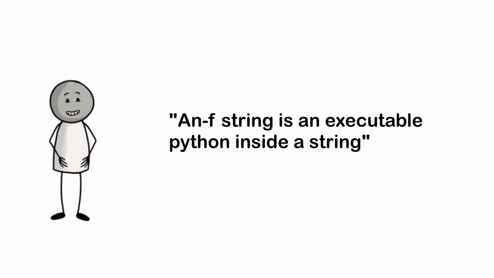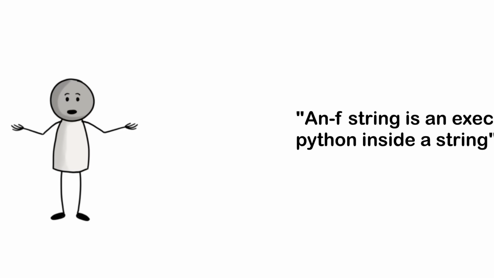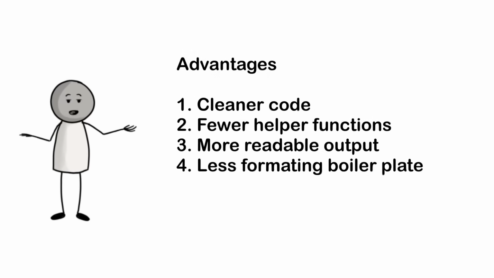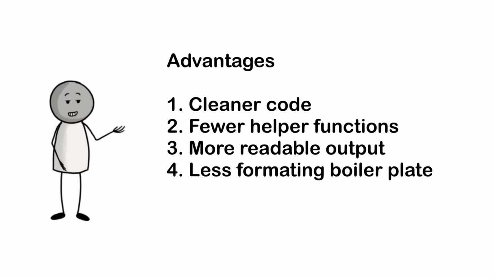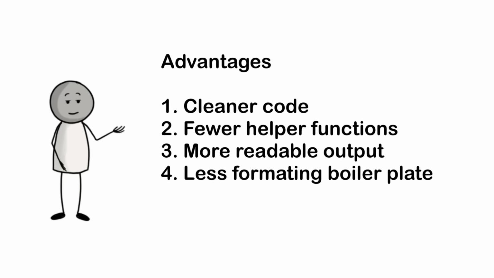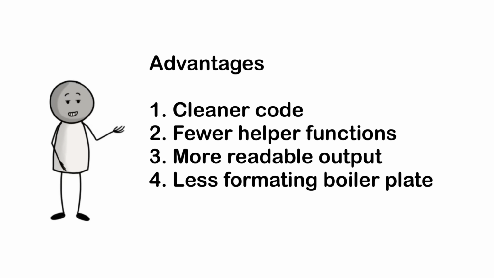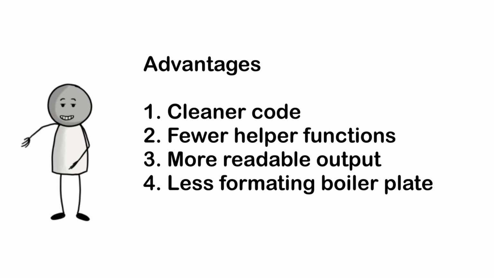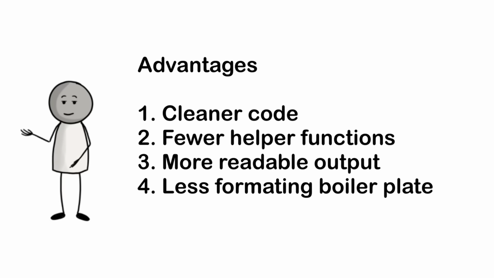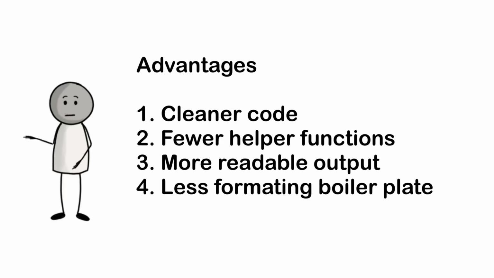Here's the key takeaway. An f-string is executable Python inside a string. Once you internalize that, everything else makes sense. Cleaner code, fewer helper functions, more readable output, less formatting boilerplate. The next time you reach for plus or dot format, stop. Ask yourself, should this be an f-string? Most of the time, the answer is yes.